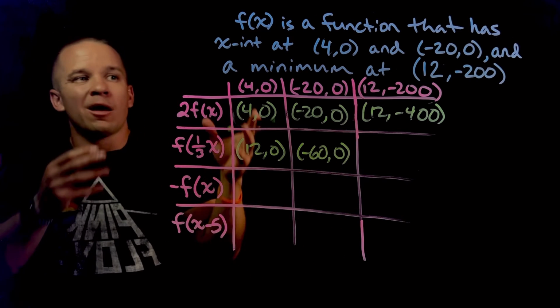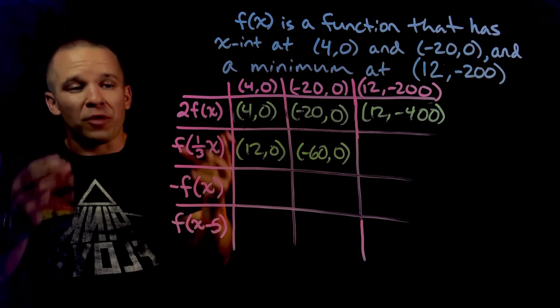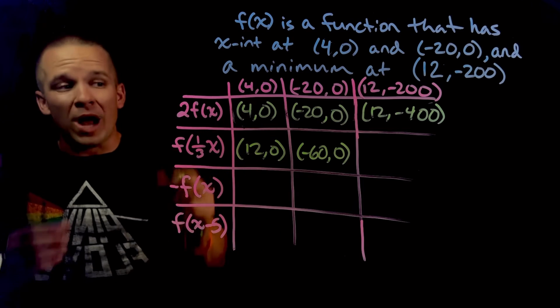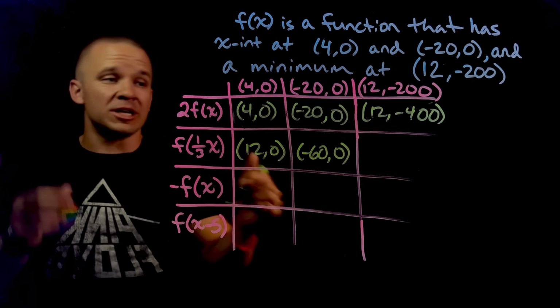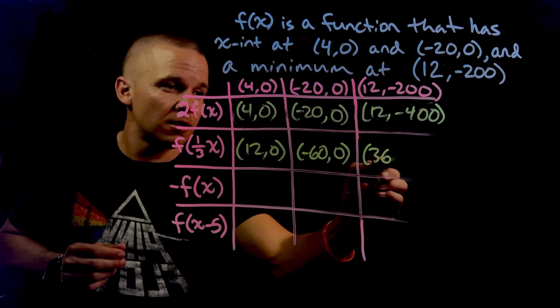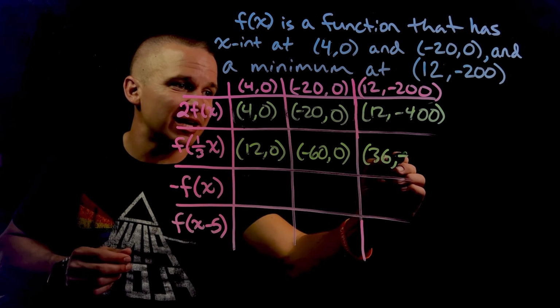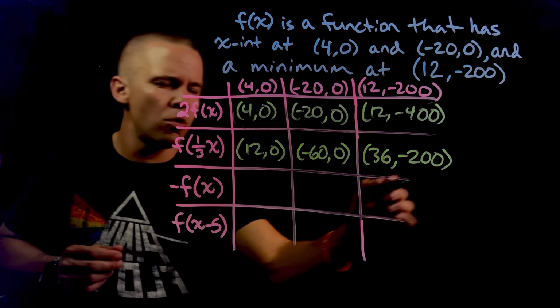What about my minimum? Well, for that one, my x value as well is going to change. It's going to be 12 times 3, which is going to give me 36. But my y value is still going to be -200.